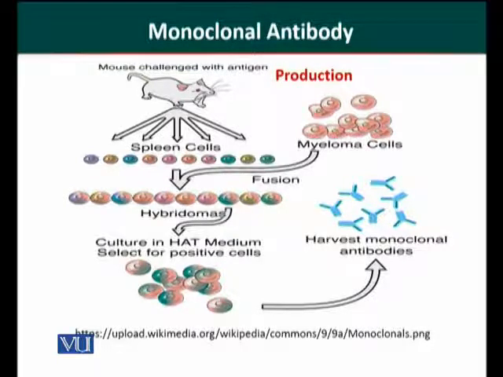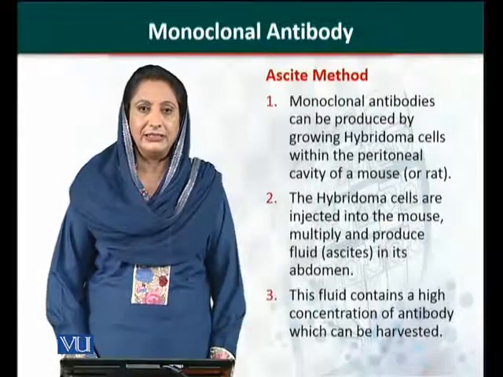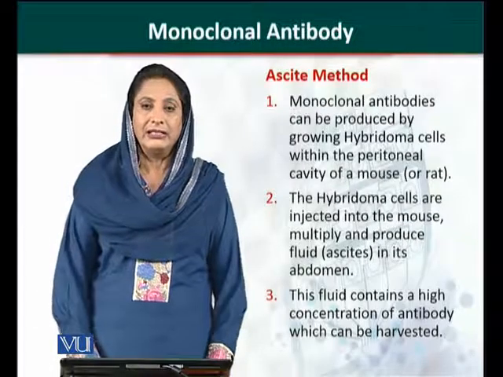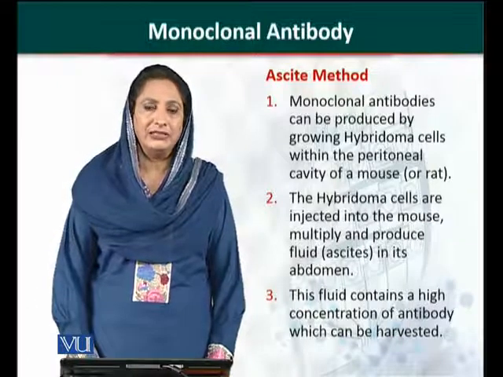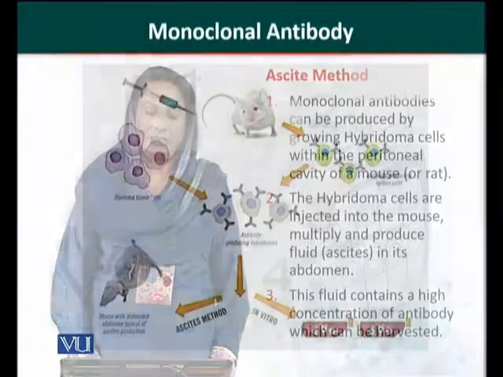The ascites method is an in vivo method in which the monoclonal antibodies are produced by growing hybridoma cells within the peritoneal cavity of the animal. The hybridoma cells are injected into the mouse and these cells multiply there, and as a result, these antibodies are produced in the abdomen, in the ascites fluid. These antibodies have quite a higher concentration.